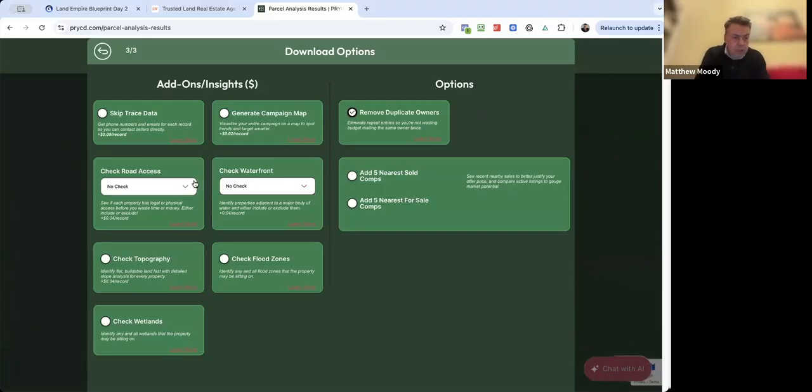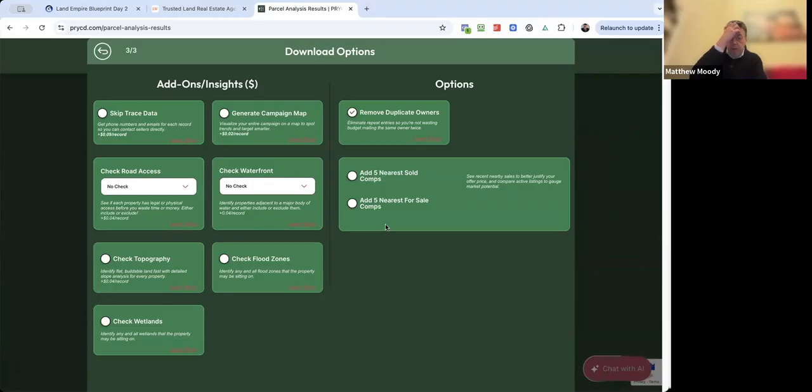It also here says check road access. This is 4 cents a record, and check waterfront, 4 cents a record. In Zamplo, they give you this for free, but it's a slightly different pricing structure. So it's up to you if you want to have this. But this basically says you can exclude property with access or no access. So you can go down and just look at landlocked properties. Same with the waterfront if you're interested in that kind of property.